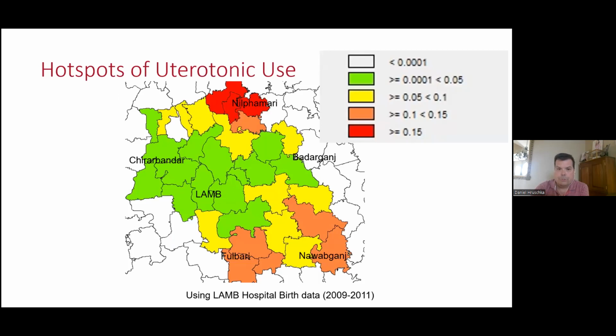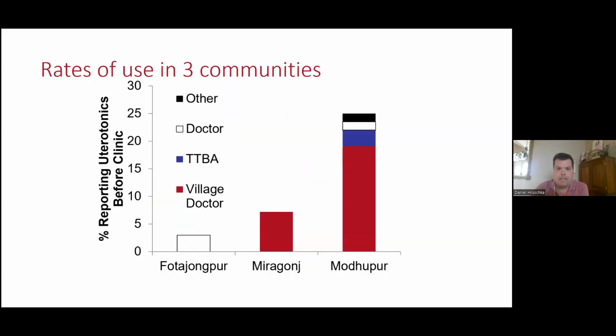So we also were able to map key areas where people reported much higher levels of Syntocinon. So there's LAMB Hospital right there, but then there's different regions around it. And you can see the areas in red are places where 1 out of 6 women were using Syntocinon in home birth settings to induce labor. And so that helped identify places to focus educational efforts.